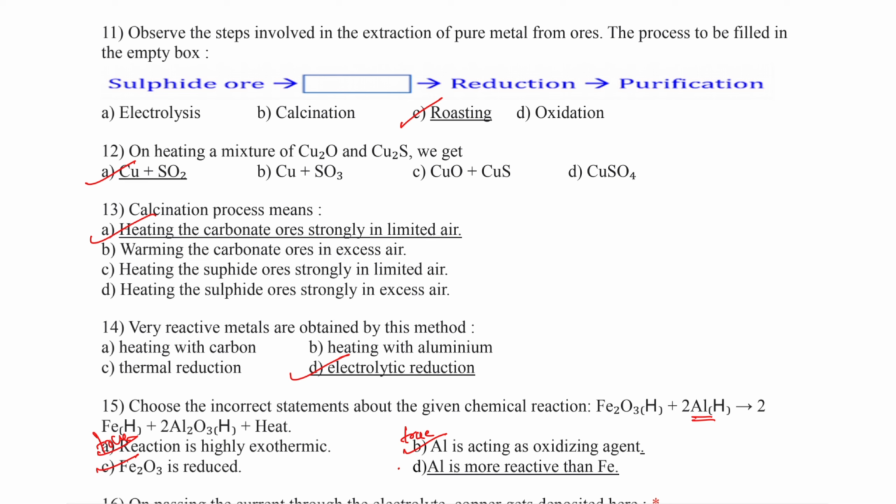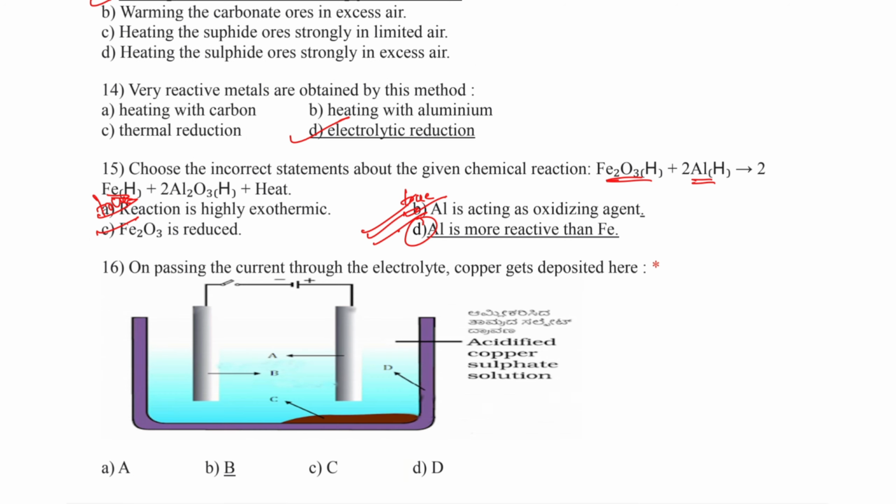Fe2O3 is reduced. That is true. Fe2O3 is converted into Fe. Loss of oxygen is taking place. Nothing but it is reduction. Whereas in option D, you can see that aluminium is more reactive than iron. So this is the incorrect statement, and therefore right answer is option D.